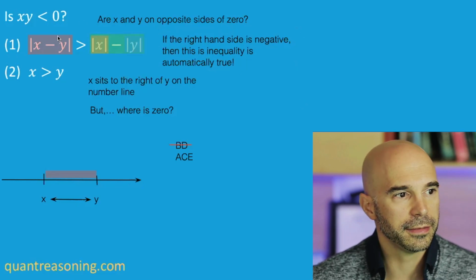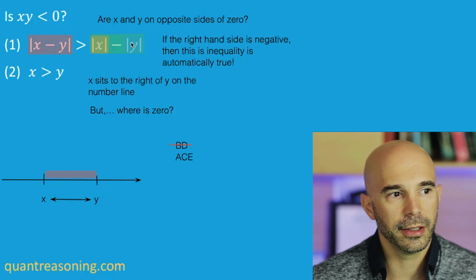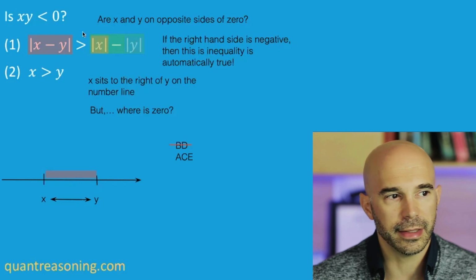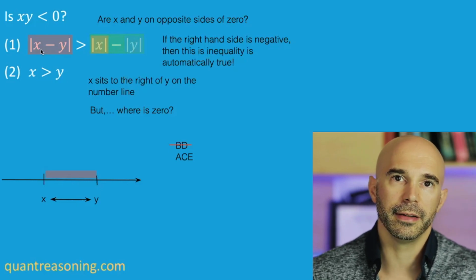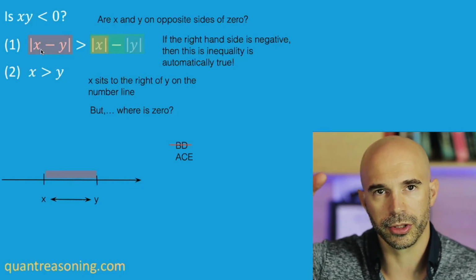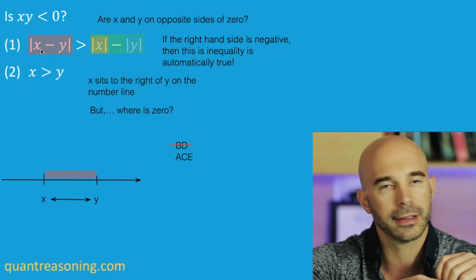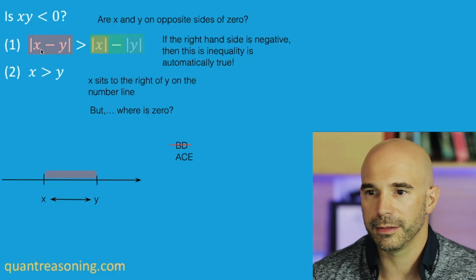Remember, that was our first observation. The left-hand side is definitely not negative. So any scenario where the right-hand side is negative, this whole thing is automatically true, because something that's not negative is greater than something that is negative, and that's always true. Do you agree? If we have something that's not negative, it's automatically going to be true that that thing is greater than something that is negative.